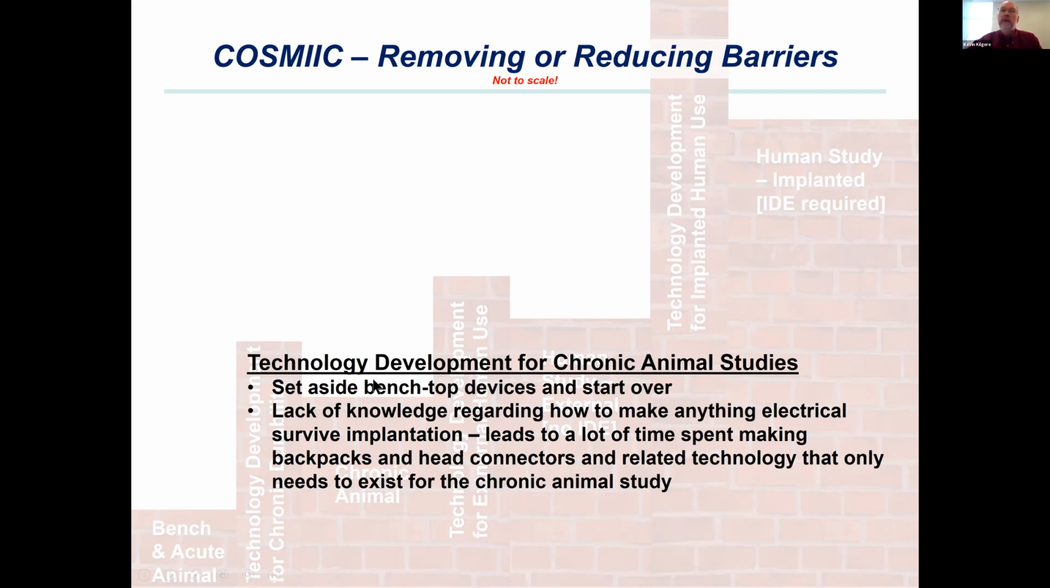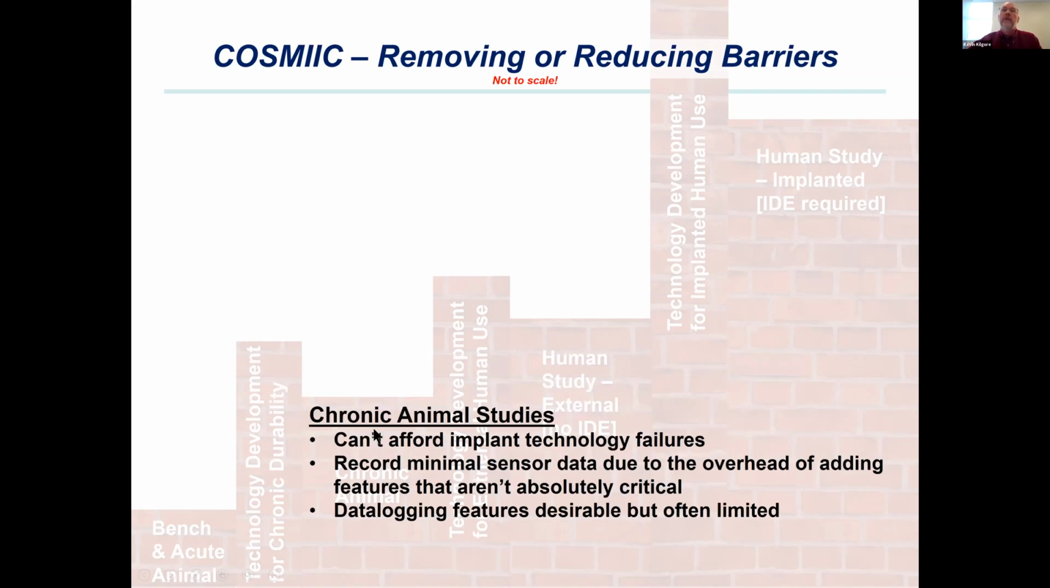And so the idea is, if you could start with the NNP that's already implantable, you wouldn't have to make this transition from bench components to a whole new technology for chronic animal study. And of course, in these studies, you can't really afford technology failures. You really want something that is tried and true, but things that are tried and true probably aren't capable of the features that you want in your study. Also, data logging and some other features often get jettisoned at this stage because it's just too difficult. So it would be nice to have those baked in.